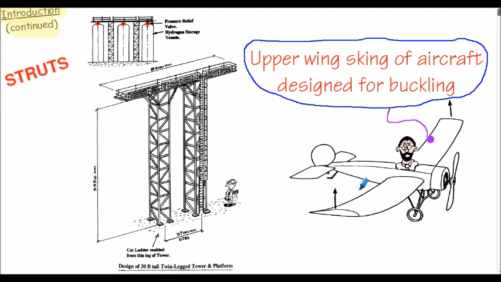And finally, on the left hand side of the slide, note that the upper wing skin of an aircraft is predominantly designed for buckling because in general flight conditions the upper wing skin is in compression. So the various members within the structure are subject to compressive loading. So just a few brief illustrations of where compression members in structures, often referred to as struts, occur and where the buckling mode of failure has to be considered.